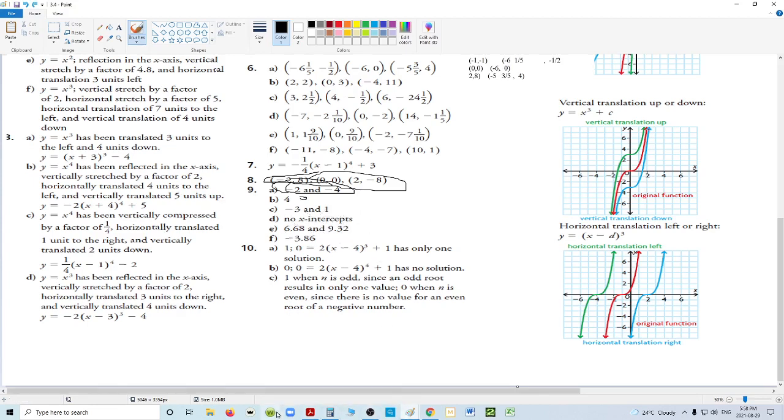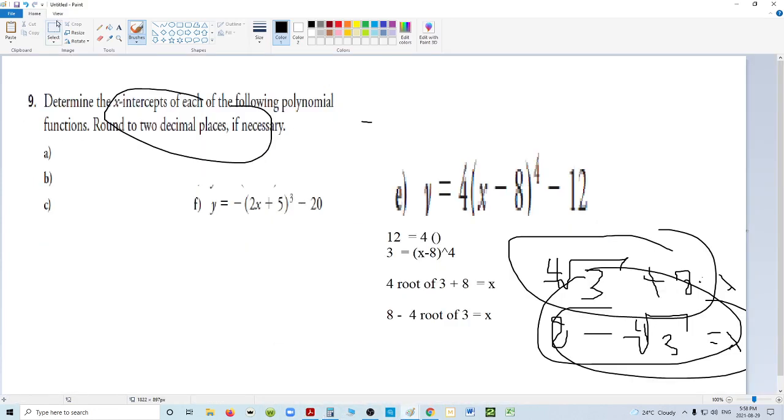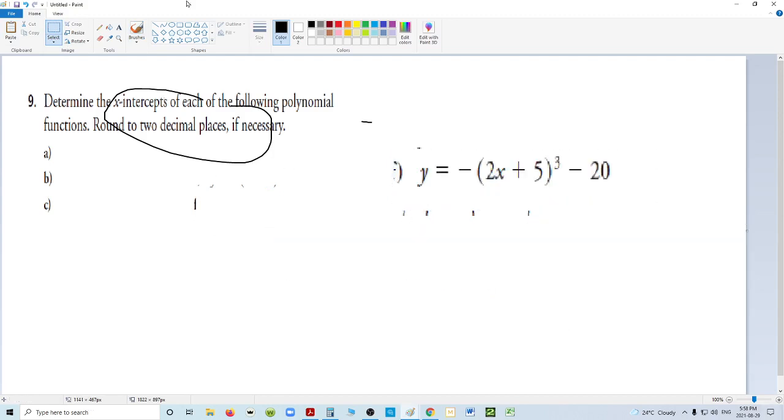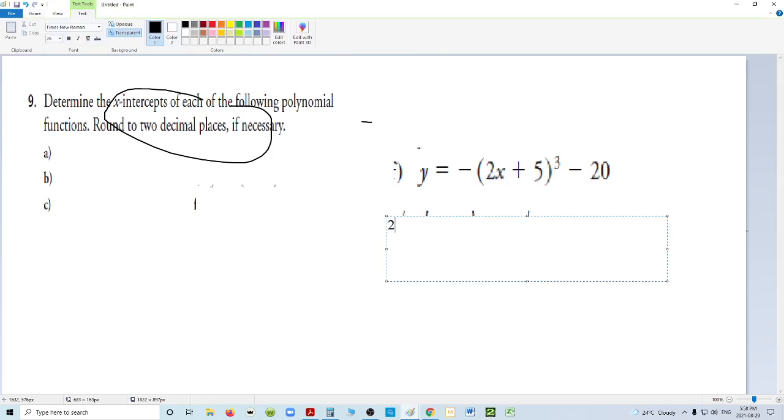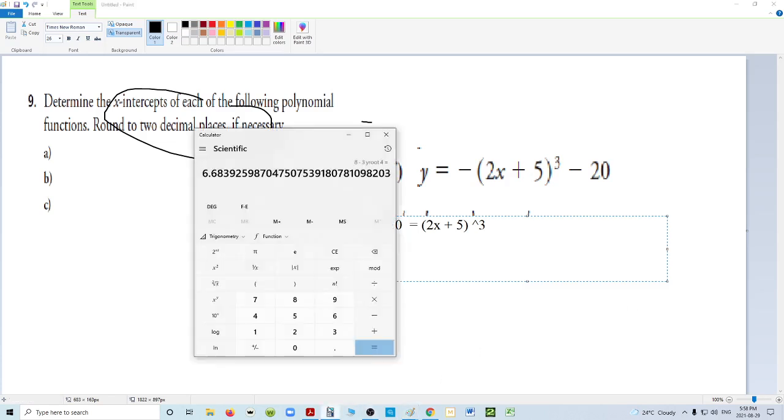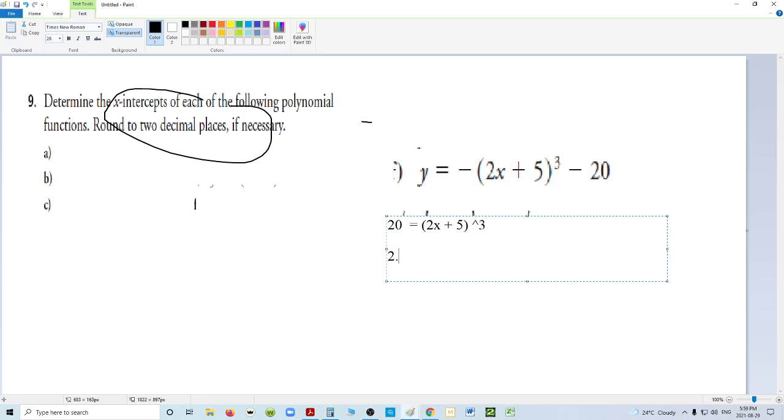And then the next one, same deal. Set this equal to 0. You've got to get 20 to the other side. So you're going to get 20 is equal to (2x plus 5) to the power 3. And then there can only be a positive answer here because you can't have a negative cube root that comes out to this, so you just take the cube root of 20. What's the cube root of 20? We'll take it to 4 decimals. 2.7144. 2.7144 is equal to 2x plus 5.